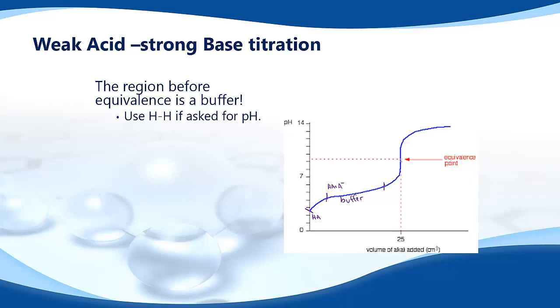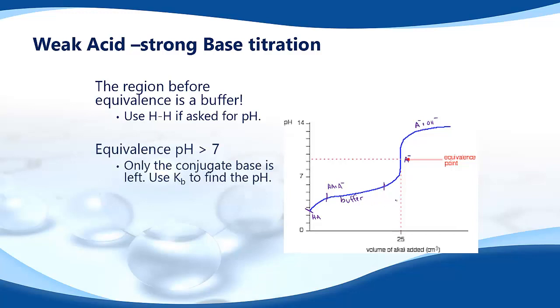Once we get to equivalence, at equivalence, we no longer have any of the weak acid. We've reacted all of it. All we have here is just the basic ion. And here we have the basic ion and extra hydroxide. Right, so these are the ions that we'd have present in solution. Because we're working with a weak acid strong base, weak acid strong base will make a basic salt. Basic salts have a pH above 7, so our equivalence pH is going to be above 7.